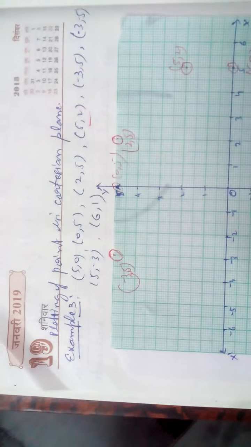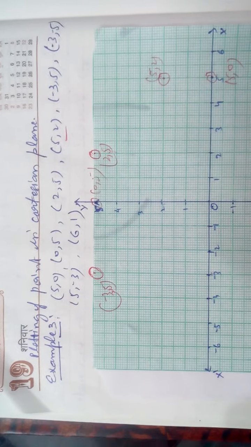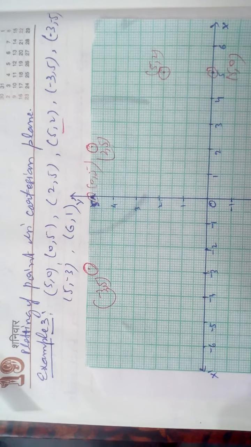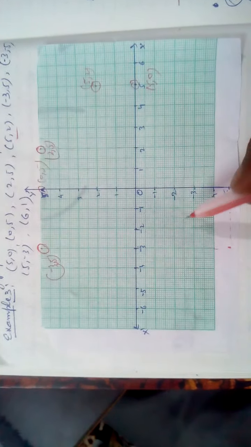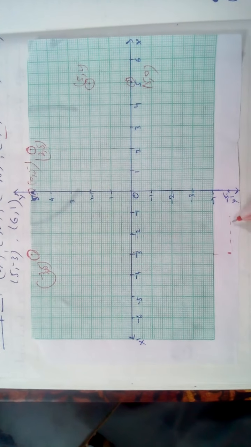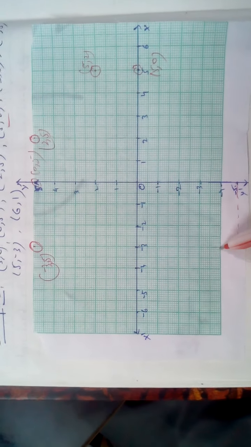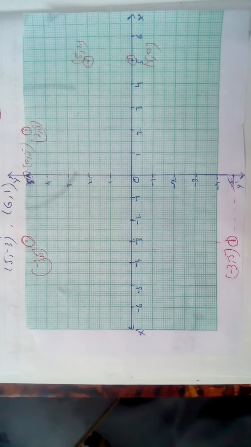-3 comma -5. -3 is here, downward, and -5 is here. Till here we will come. From this line, you see, -3 comma -5 will go downward because -5 is in the down direction. From -5 here, both are intersecting, and this point is -3 comma -5.